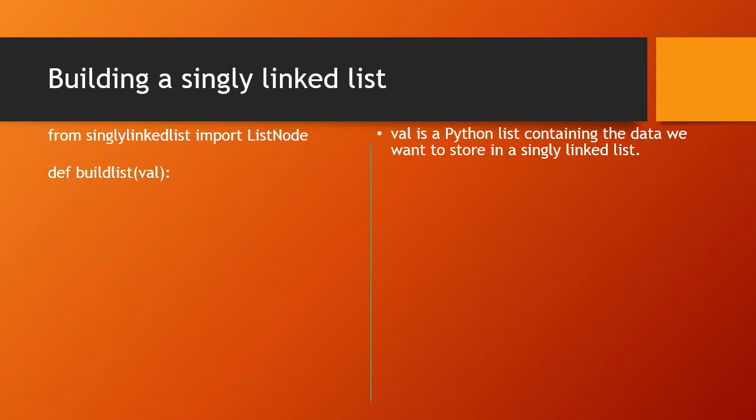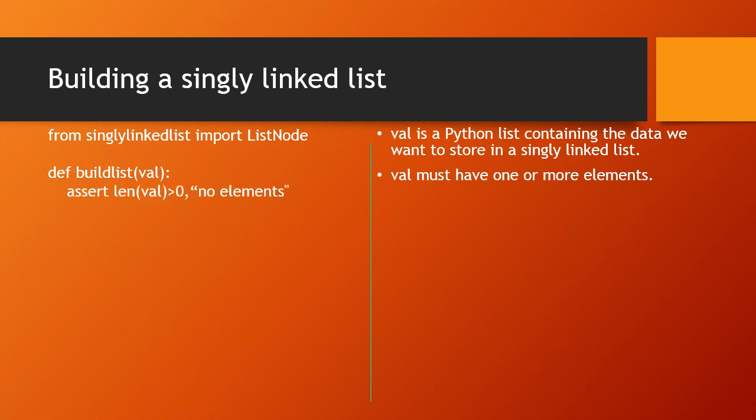Val is a Python list containing the data we want to store in a singly linked list. And val must have one or more elements. How do we take care of that in the code? Throw in an assertion: len of val must be greater than 0. Otherwise, the user should be told that we cannot build a list with no elements.